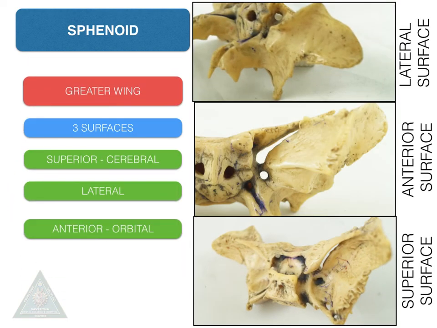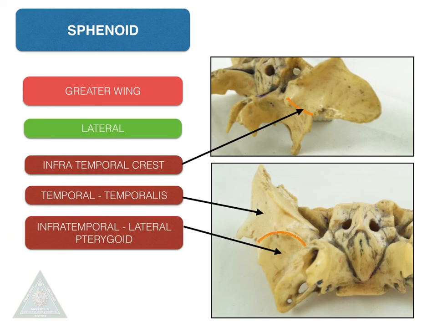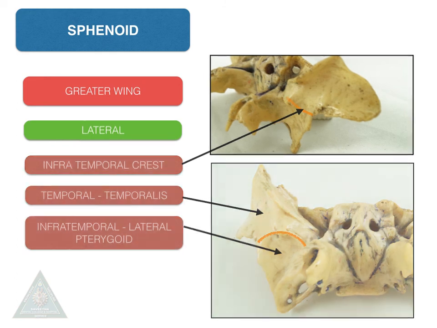Moving on to the lateral surface. The lateral surface is marked by the infratemporal crest. The infratemporal crest divides into two parts: an upper temporal part which forms part of the temporal fossa and gives origin to the temporalis muscle, and the lower infratemporal part which forms part of the roof of the infratemporal fossa and it gives origin to the lateral pterygoid muscle.